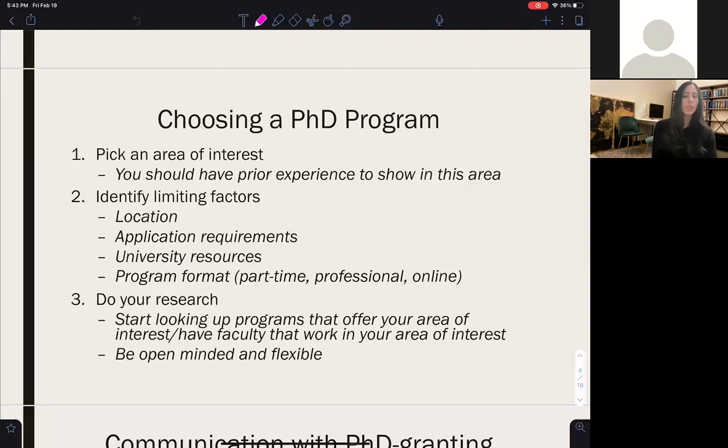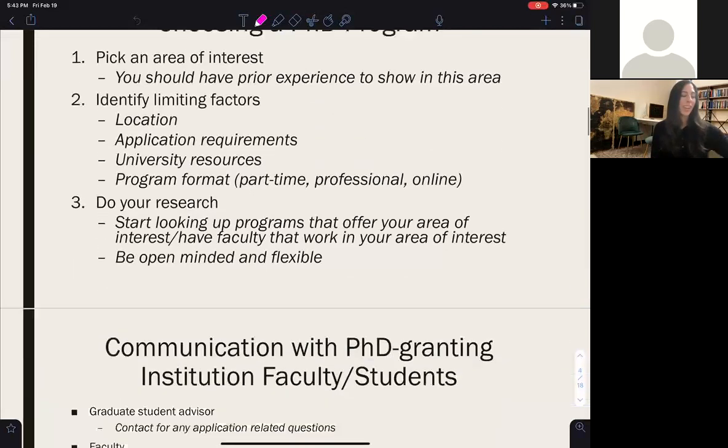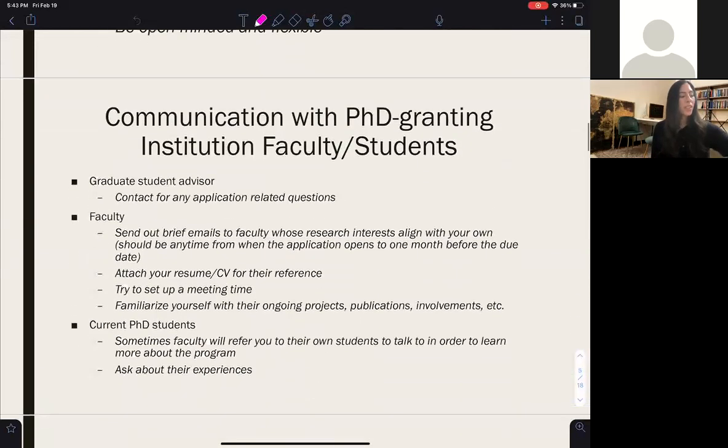So you do need to start looking into faculty that work in that area, and then you want to start reaching out to them, which brings me to my next slide here. So this one is really, really important. If I could highlight one slide out of this, if you're interested in getting into a PhD program, it would probably be this slide. Okay, so before you apply to a program, you have to start communicating with the people in that program.